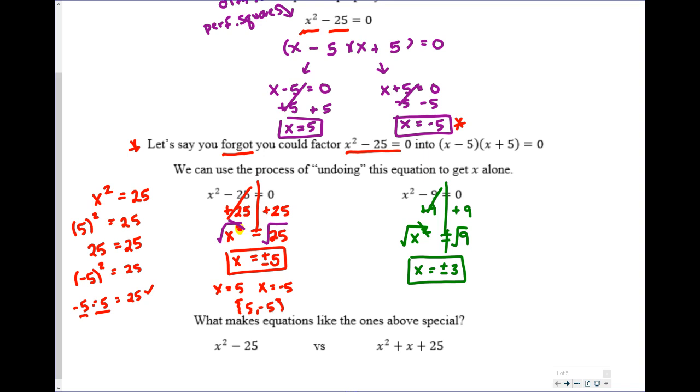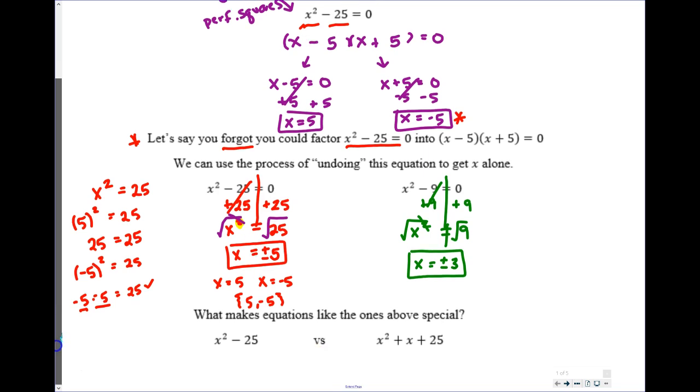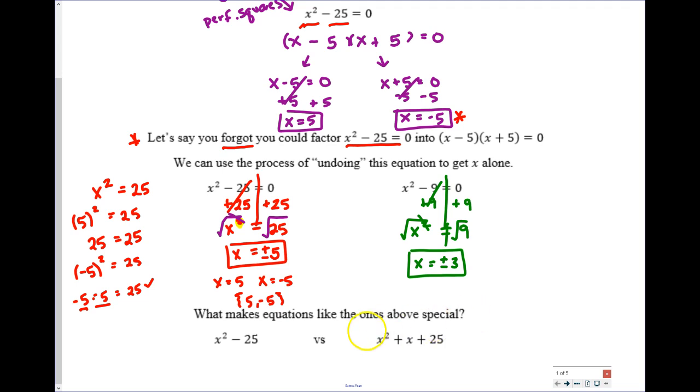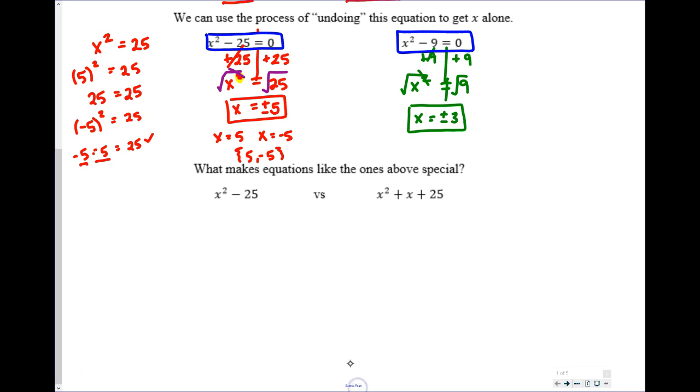But there's an issue here. We can't do this with every single problem. That brings me to the next question: what makes equations like the above special? What makes this one and this one special? There's something special about them, and I'm going to ask you to compare these two right here. This one we can undo: we can add the 25 over and get x alone. But this one, we have a bit of a problem.